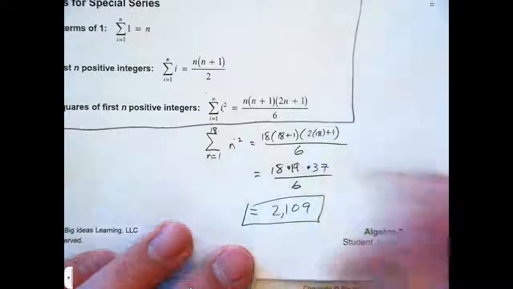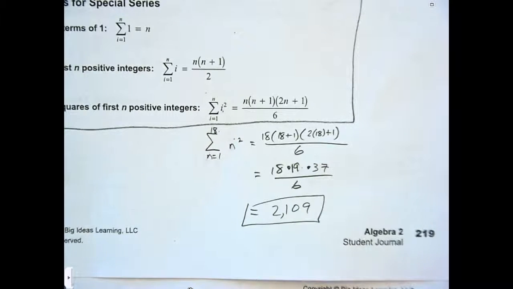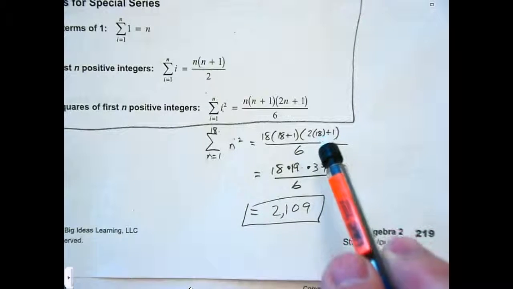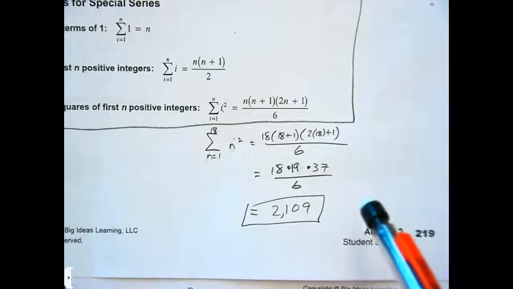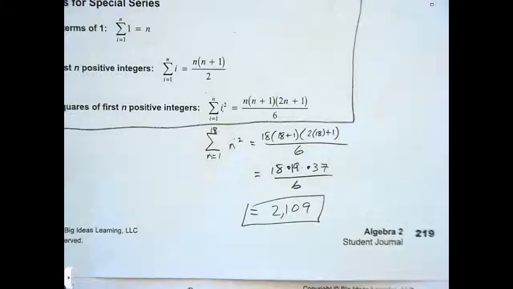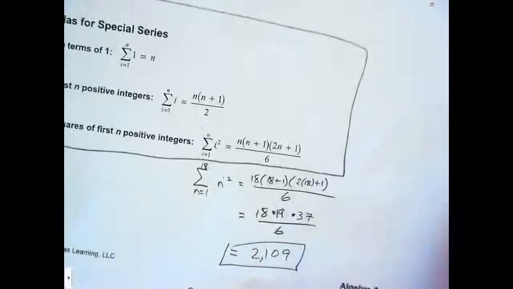Okay, how many of you got 2,109 last night? How many did it all by hand? How many spent more than a half hour? Did anyone look up the formula? Did anyone have help from a friend or a family member? Wow. How'd you guys figure it out? Oh, you found a cool key on your calculator? Some people found a cool key on their calculator. All right. Some people cheated. Okay. Use their resources. All right. Any questions?